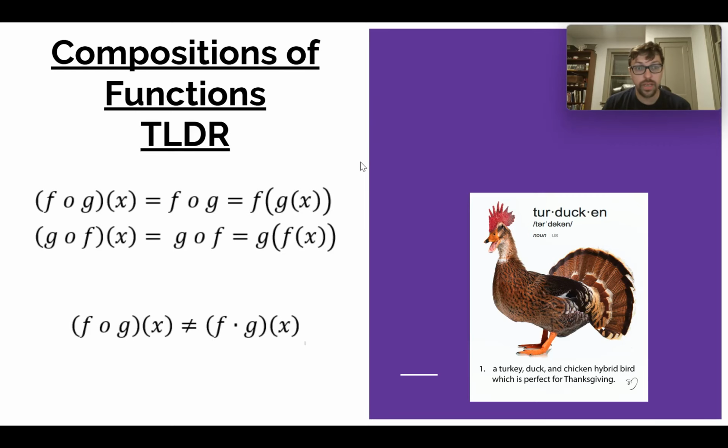That is it for our video on compositions of functions. Remember that this composition is not a multiplication. This f of g means putting one thing into another. What happens when we put a chicken and a duck and a turkey? Putting those functions into each other, not a multiplication. Multiplication is just that plain dot.